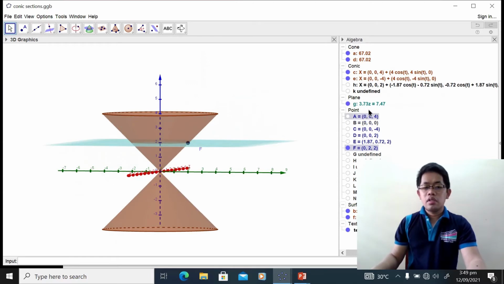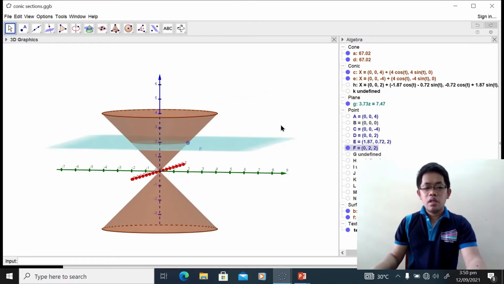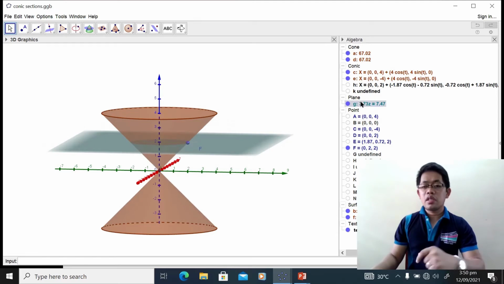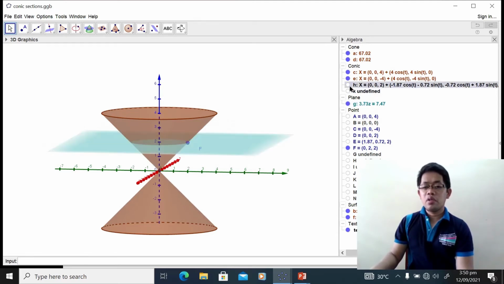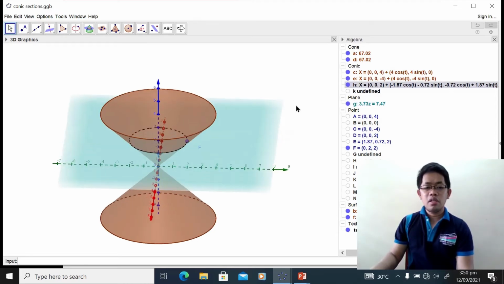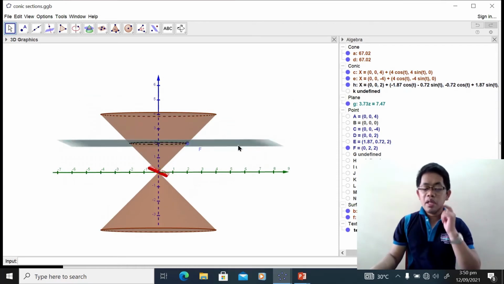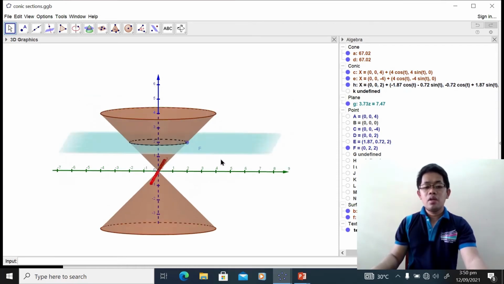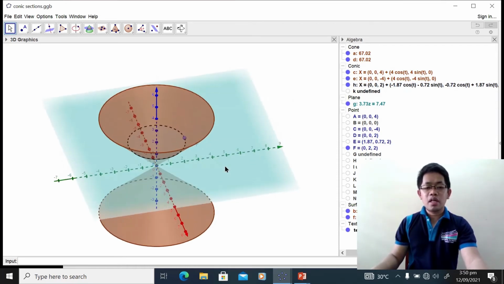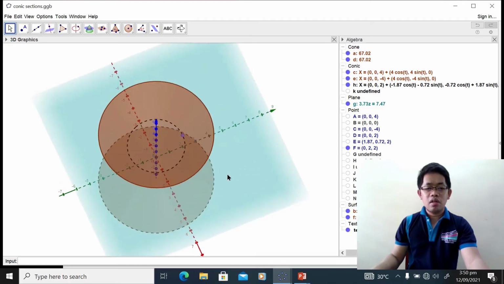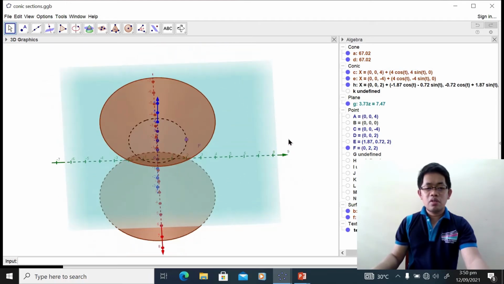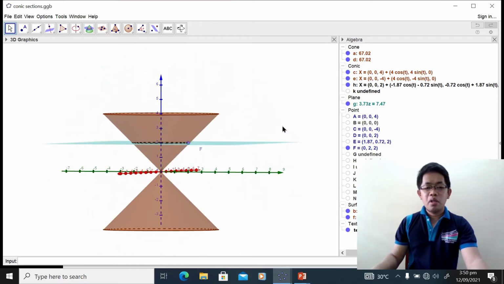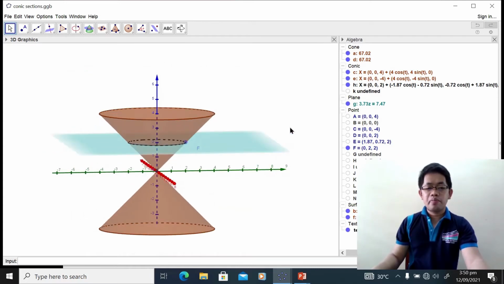Alright, so let us establish the intersection of the plane and the cone using these broken curves right here. Notice that when the plane is horizontal, the conic section formed is actually a circle. So a circle is formed when the plane is horizontal.